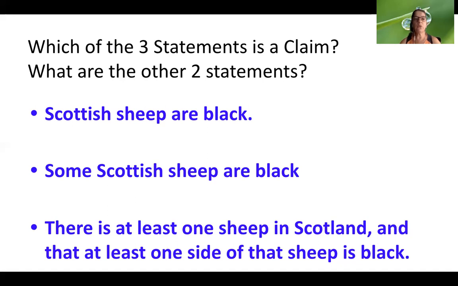What would you need to do to say that some Scottish sheep are black? Well, you're going to have to see a lot more than one sheep and observe. Are they black on both sides? Are they white on both sides? Some of them are white, some of them are black. And you gather sufficient evidence, meaning you examine not just one sheep, but multiple sheep. You can make the statement that, well, some Scottish sheep are black, some are not.